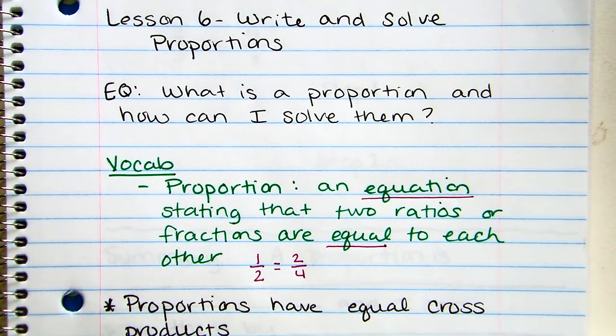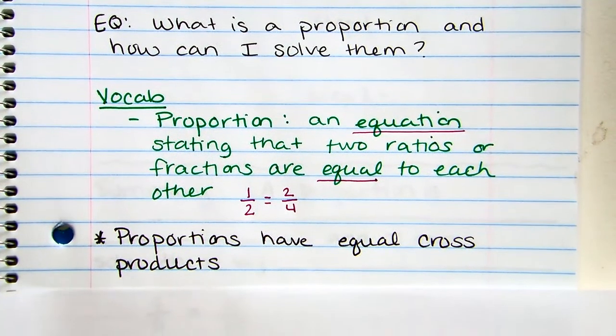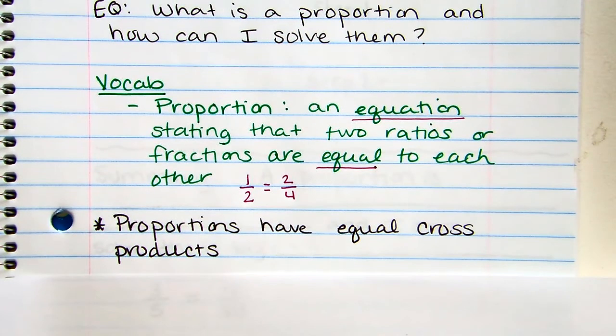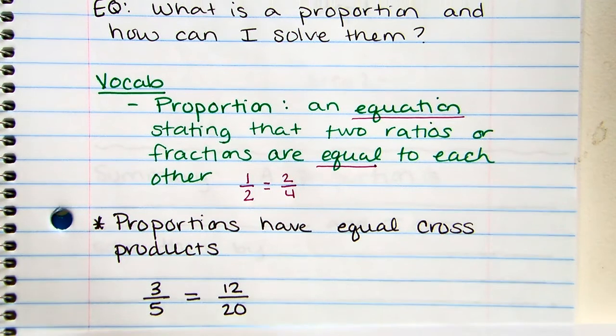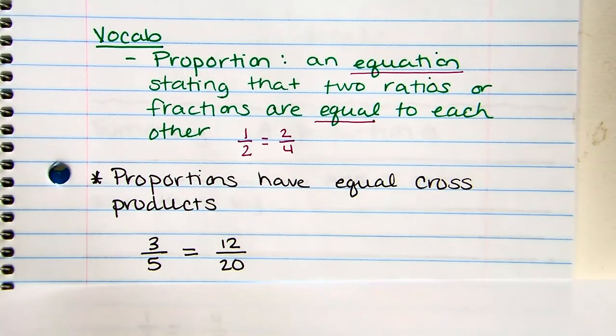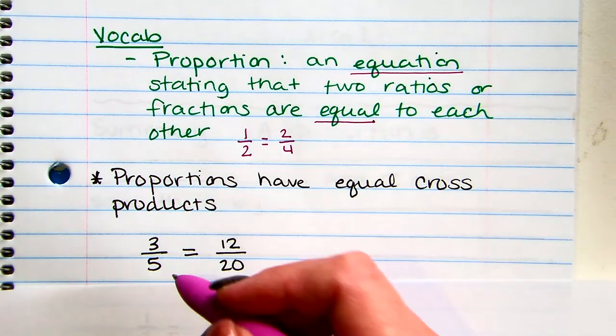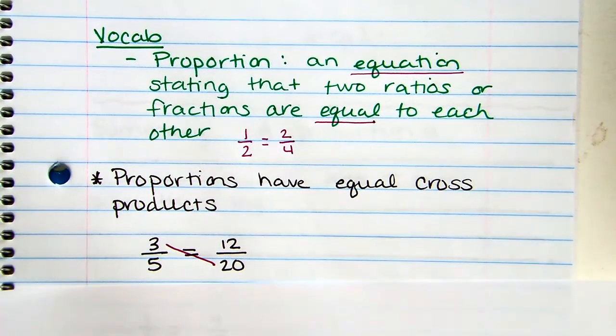Now, proportions have something called equal cross products. So sometimes when we have a proportion, we're not going to be able to simplify our fractions. So when we can't simplify our fractions, we're going to use something called cross products. So I have this proportion right here: 3/5 equals 12/20. Now 12/20, I could go through and simplify it, but it's going to save me a little bit of time if I use cross products. Cross products means I'm going to multiply numbers diagonally.